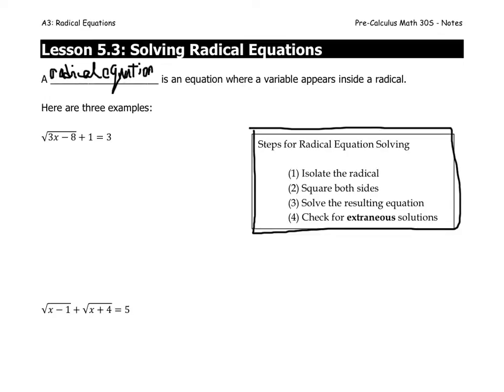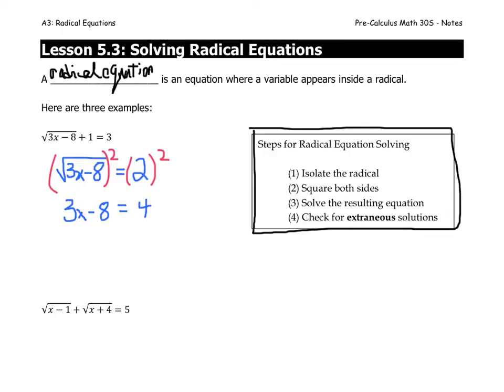So I'm going to isolate the radical, so I'll leave root 3x minus 8 where it is. And I'll subtract 1 from both sides, so 3 minus 1 gives me 2. Okay, now I'm going to square both sides, so I'll square this side, square this side. And now I end up with no radical, because a radical squared, a radical times itself, is just the radicand. And 2 squared, well, that's 4.